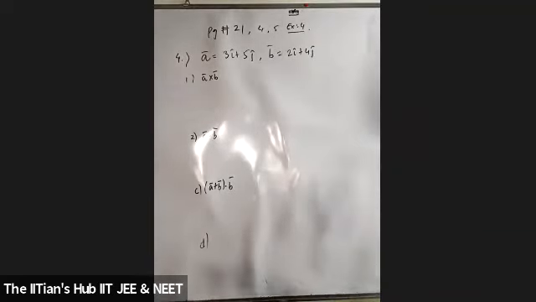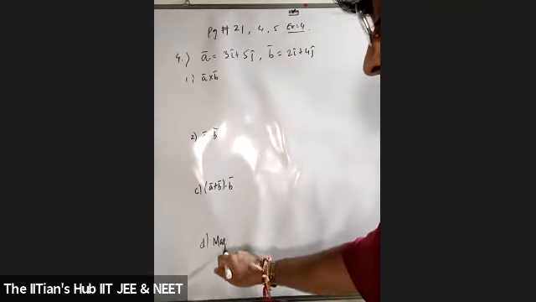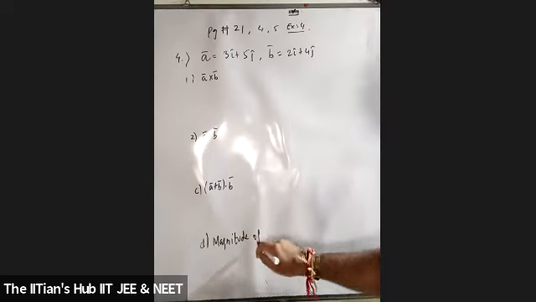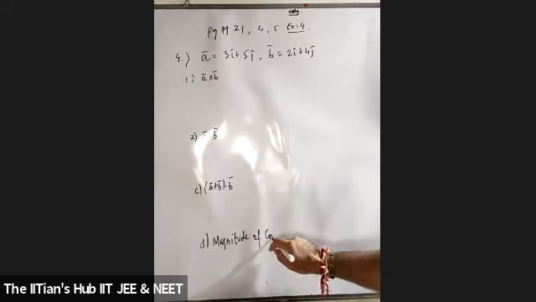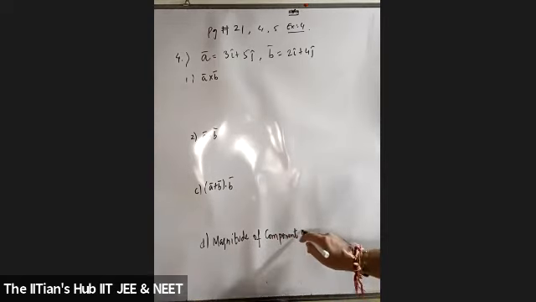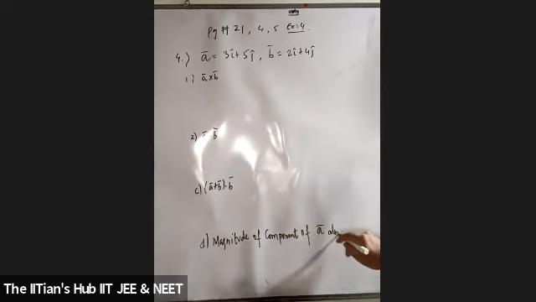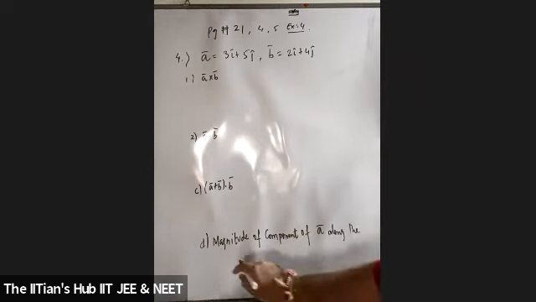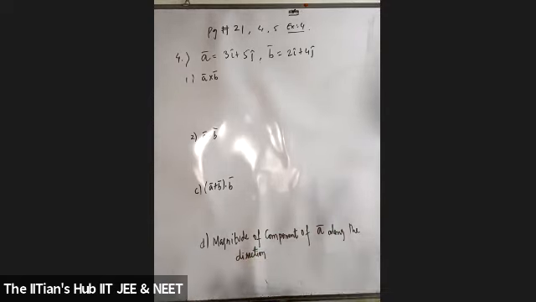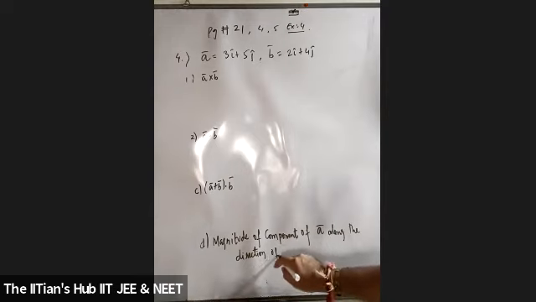they're asking you the magnitude of the component of vector A along the direction of vector B.